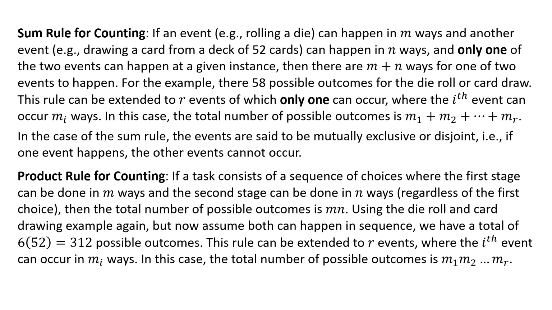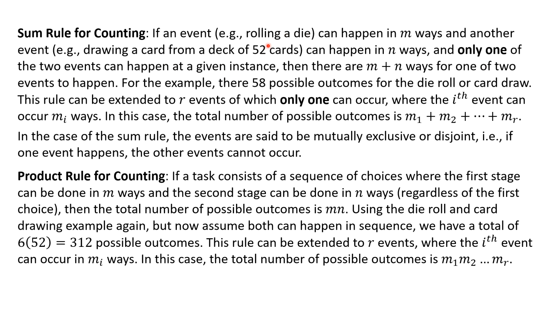On this slide I have two of the more basic rules for counting. The first one is called the sum rule. Let me point to it. We have an event that can happen in m ways, and another event that can happen in n ways, and only one of the two events can happen at a given instance. Then there are m plus n ways for the two events to happen.